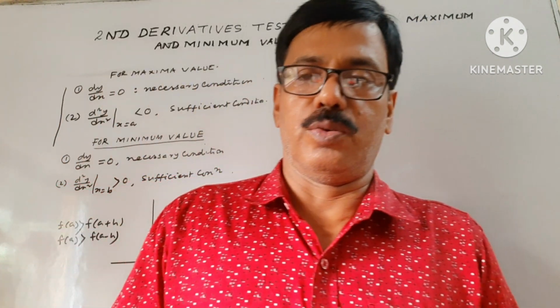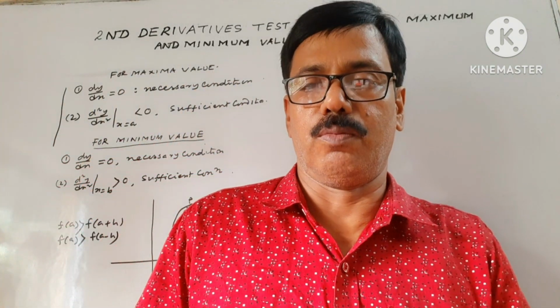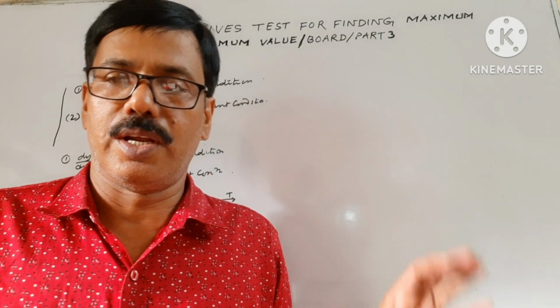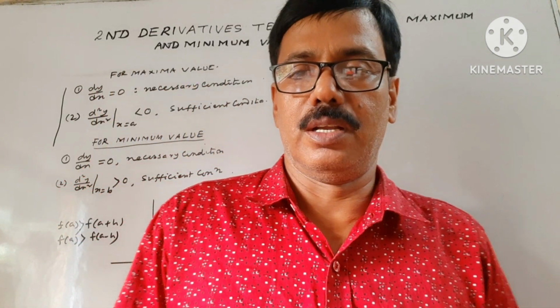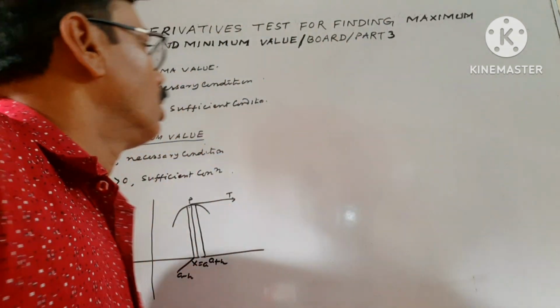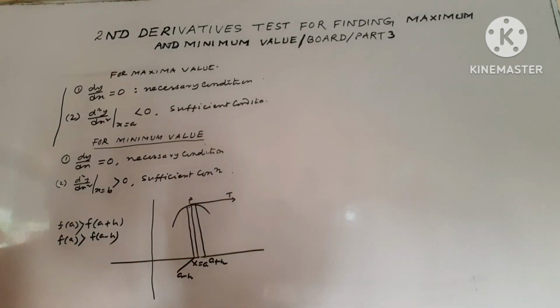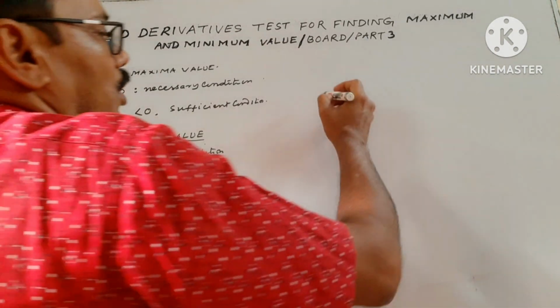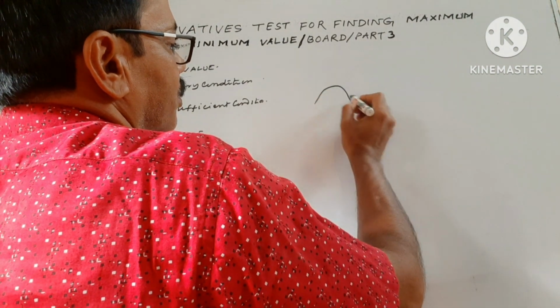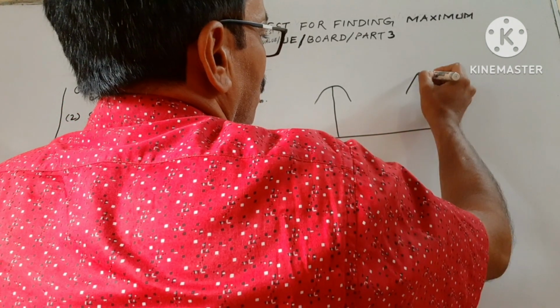So you always use second derivative test for problems of board. So today I will discuss only for board problem. So, I have already discussed for maximum or minimum value, the curve will be of this type. This one or this one.